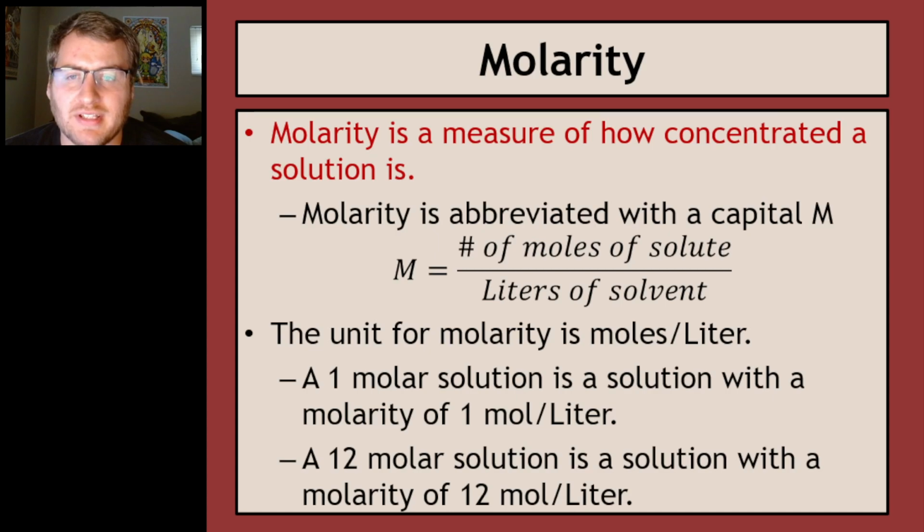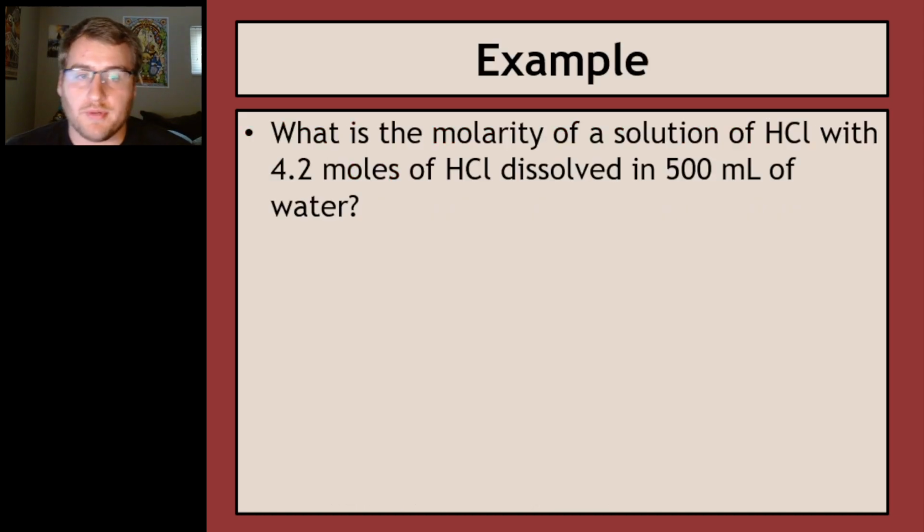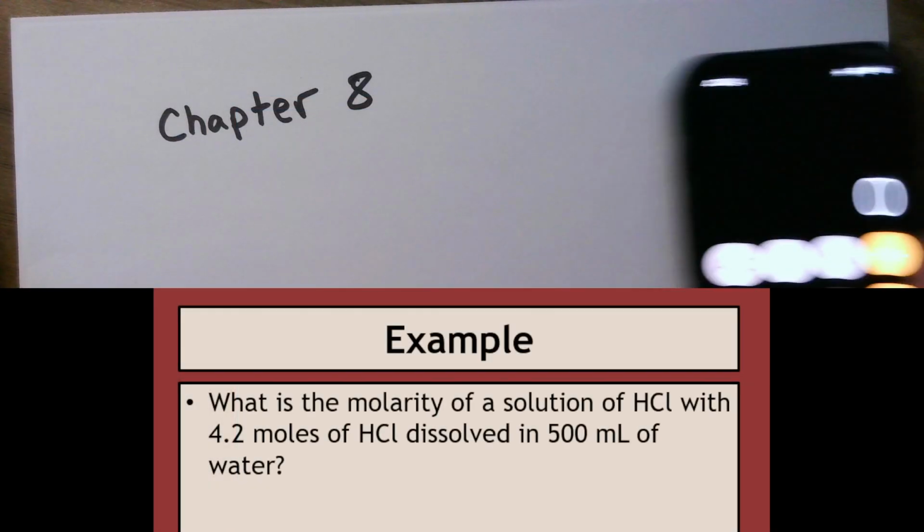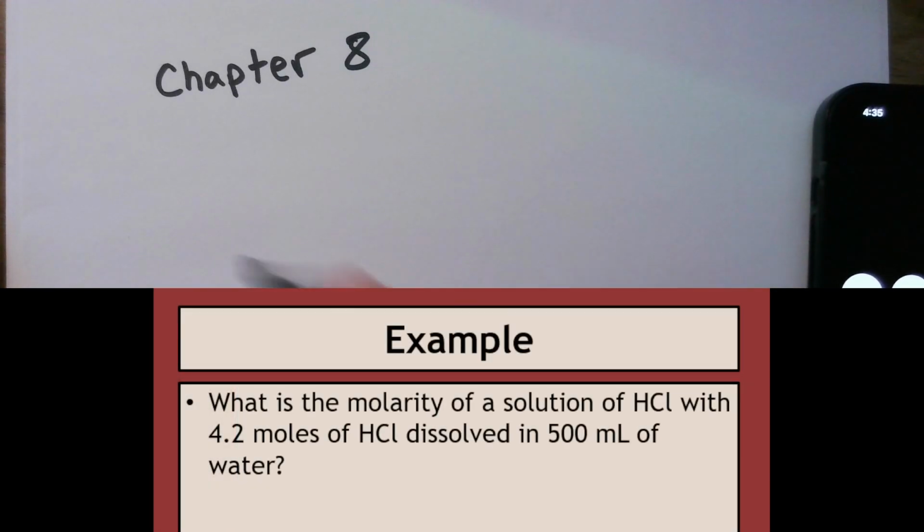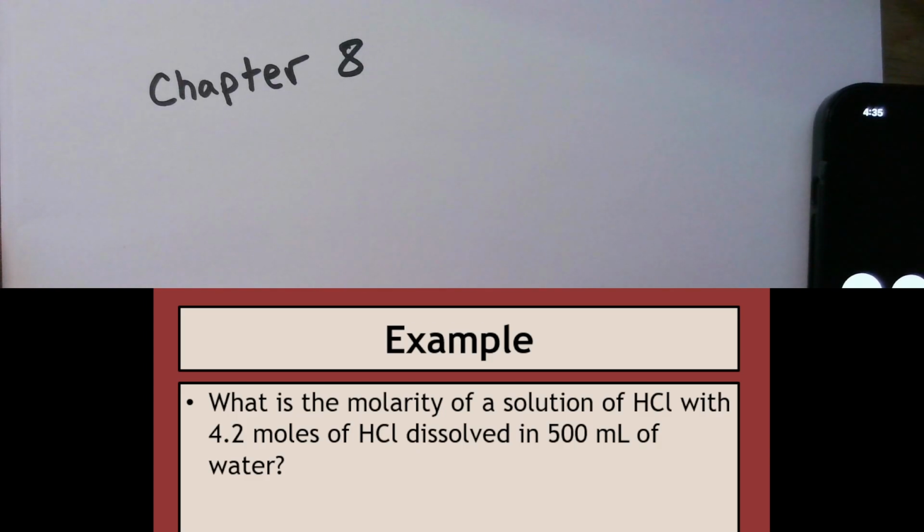Just to check the language, if you're reading a question, if I say a 1 molar solution, that's just telling you it has a molarity of 1 mole per liter, or a 12 molar solution is a solution with a molarity of 12 moles per liter. So if you see that language like a something molar solution, it's just telling you its molarity. All right, so just to run through an example or two, just to make sure we're up to speed with molarity stuff, we have a couple problems here. I want to know what's the molarity of a solution of hydrochloric acid, HCl, with 4.2 moles of HCl dissolved in 500 milliliters of water.